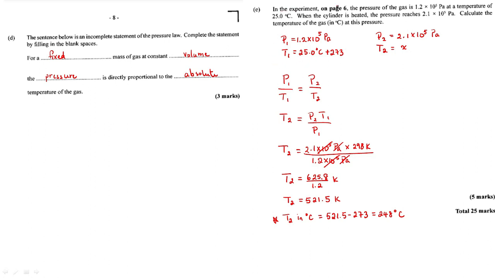So it says, in the experiment on page 6, the pressure of the gas is 1.2 times 10 to the 5 pascals at a temperature of 25 degrees Celsius. When the cylinder is heated, the pressure reaches 2.1 times 10 to the 5 pascals. So this was never recorded. We just went all the way up to 1.7. Now it says calculate the temperature of the gas in degrees Celsius at this pressure.